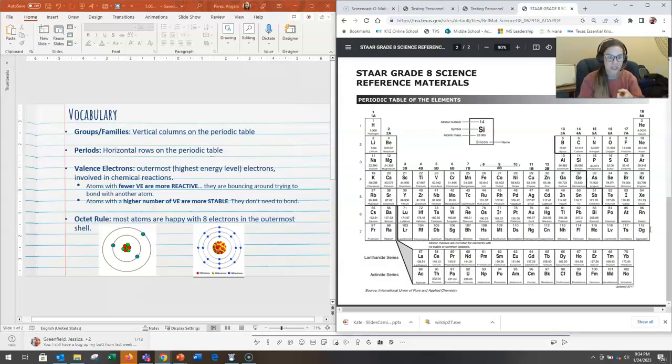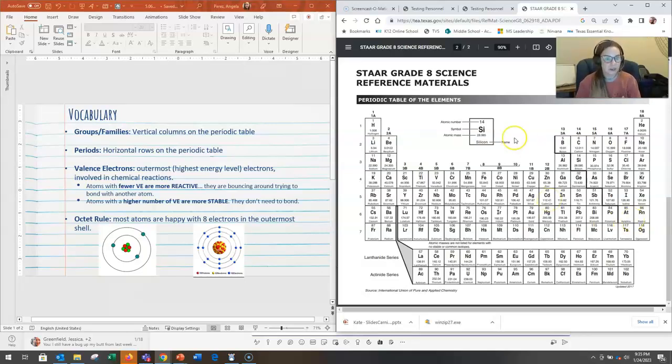Now, an atom with a higher number of valence electrons is more stable. They kind of move, but they don't really need to bond. They don't feel that need to bond, so they're stable. They still can bond, but they are not as reactive as atoms with fewer valence electrons.